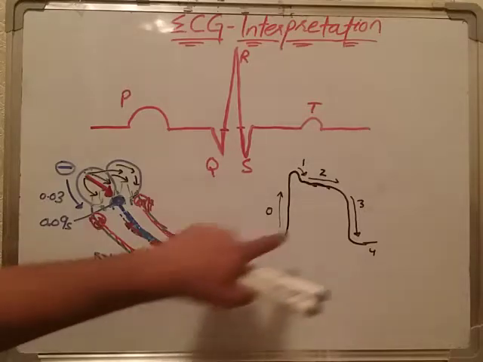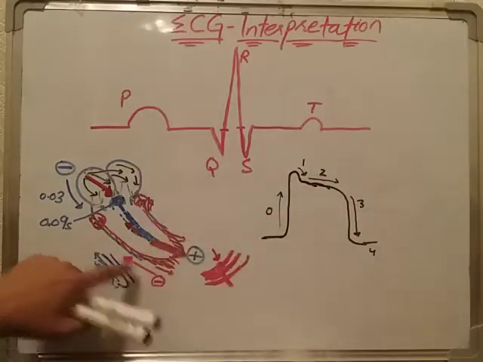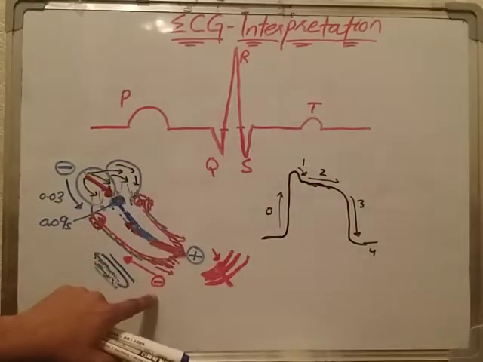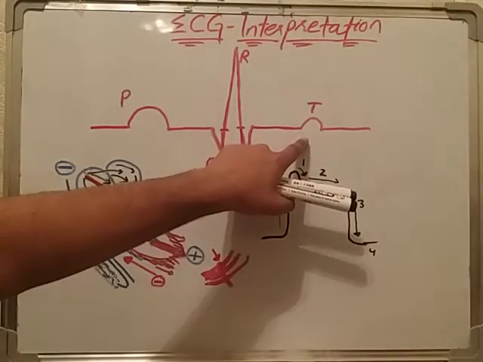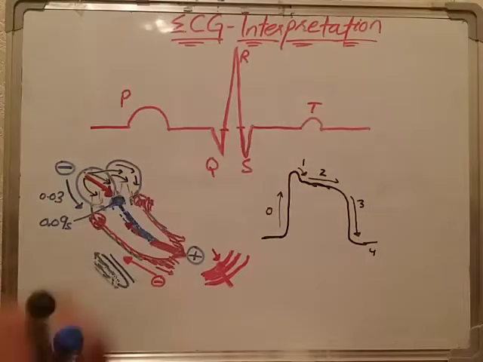Negative repolarization is coming again toward negative. So negative toward negative, it will be positive. Negative again toward positive. So I make a T curve, the T wave, in a positive direction.